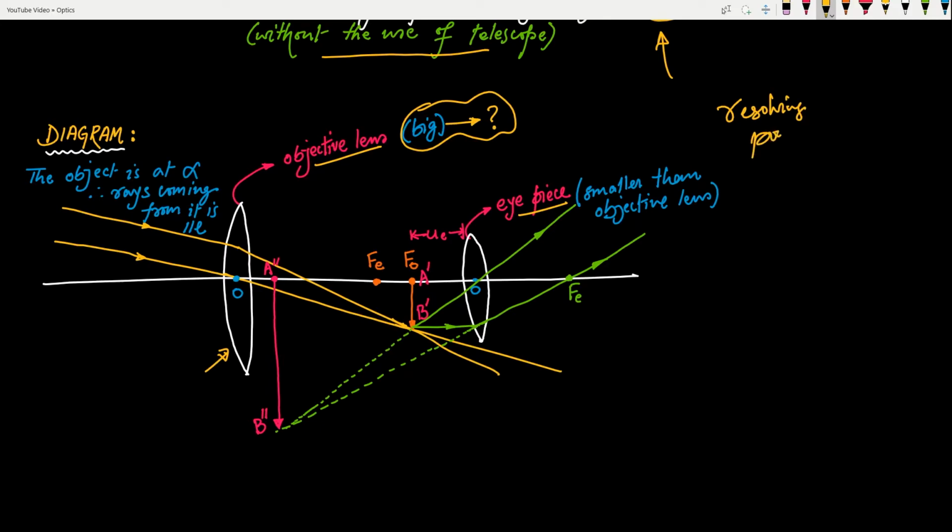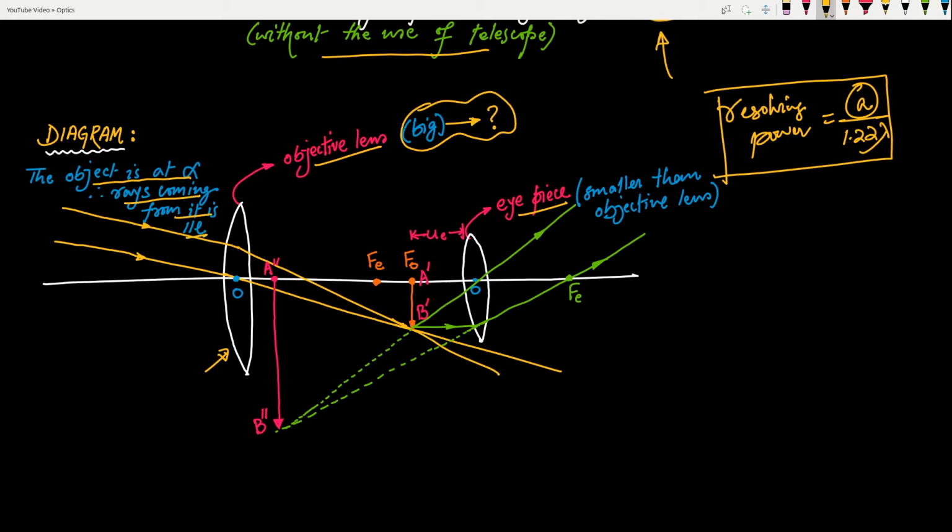Resolving power, you'll see this in your next chapter. Resolving power is equal to A by 1.22 lambda, where A is the aperture. So you can see the resolving power is directly proportional to aperture. This is the formula. So this is taught in the next chapter. Don't worry about that. Now let's look into this diagram and see. As we know that the object that we are viewing is at a very high distance. Therefore, the rays that is coming from that object will be parallel. Simple as that. As I've written down here that the object is at infinity, therefore rays coming from it will be parallel.